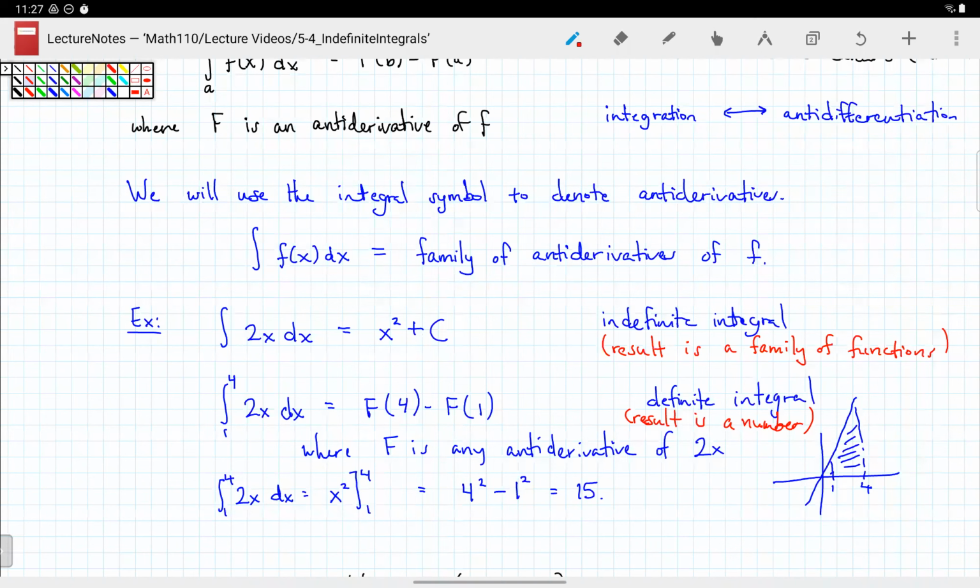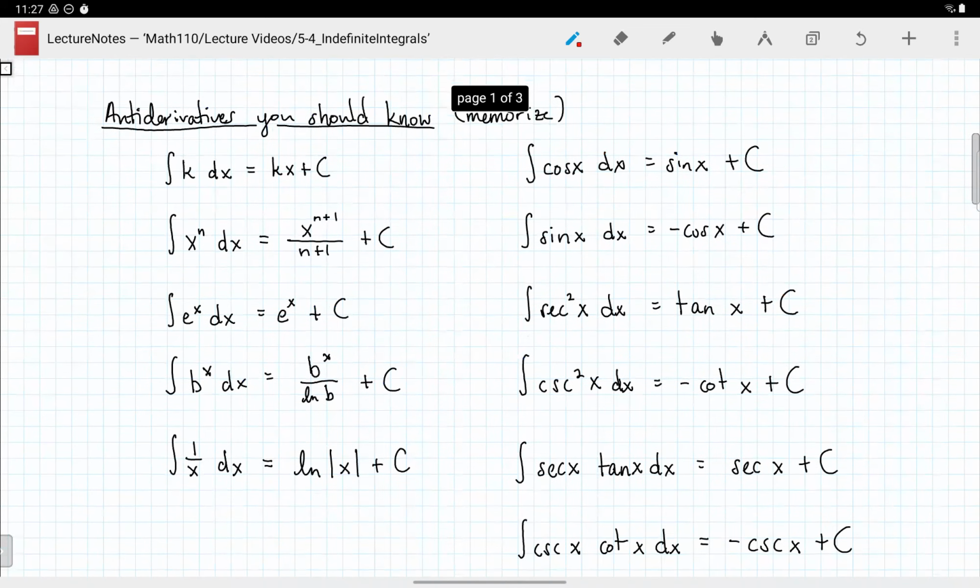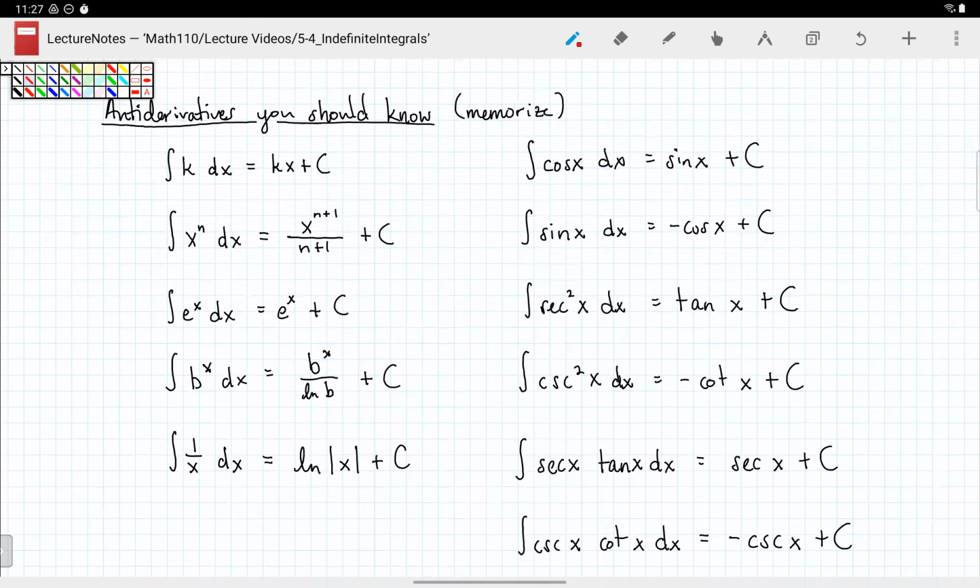Okay, and so one of the things that becomes very important is just to know a set of antiderivatives. Okay, so this is actually in the book. Right now it's on page 403 of your textbook.